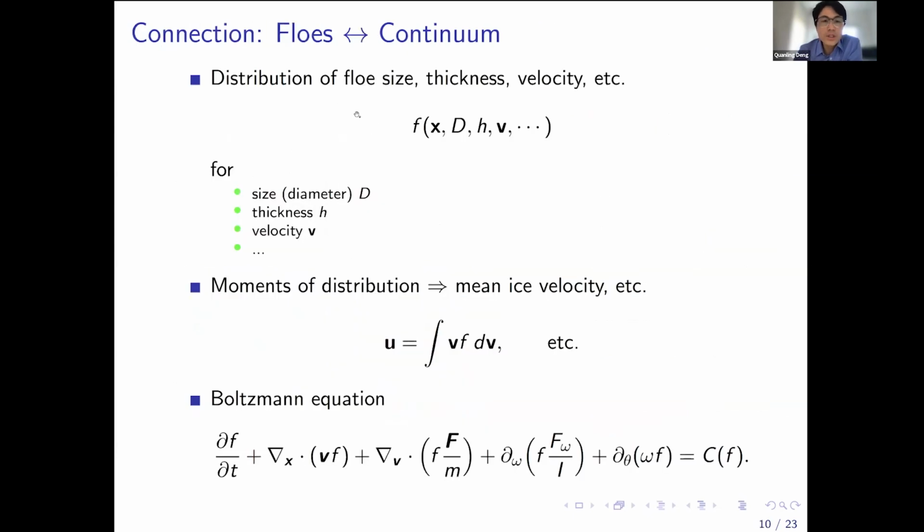So going to a little bit more details. The distribution of flow size, thickness, we write into some density function F. And then looking into the momentum distribution, say taking integration with the ice velocities, we get the local average, the mean velocity, like this one. So we go through the process and then we end up with some Boltzmann type of equation with respect to all the dimensions that we want to characterize in this model, where the right-hand side is trying to capture the collision type of force.